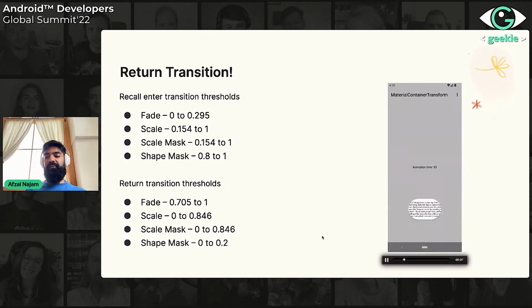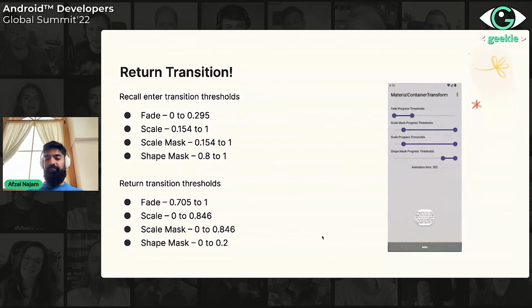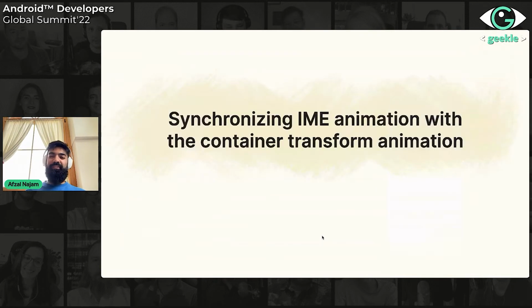Same with the rest of them, for scale mask and scale and for shape as well. And then this is how it ends up looking. That's the enter transition, still good. That's the return transition. That looks pretty solid to me.